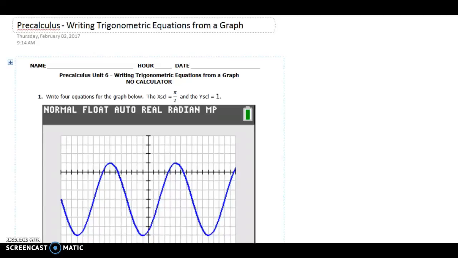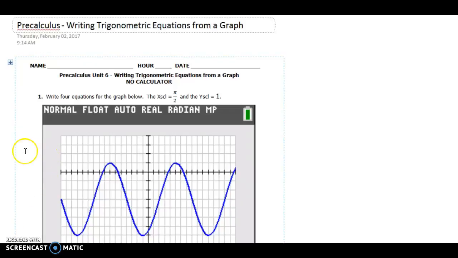All right, pre-calc students, we are shifting gears here. At this point in the unit, we have learned how to graph trigonometric functions, specifically sine and cosine functions. And now what we are going to do is, given the graph, we are going to write the equations from the graph instead of graphing the function from the equation. So basically, we're doing the process in reverse.